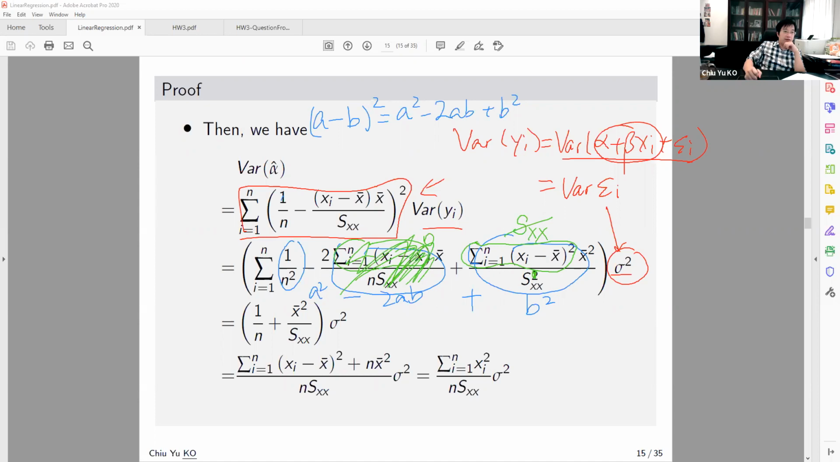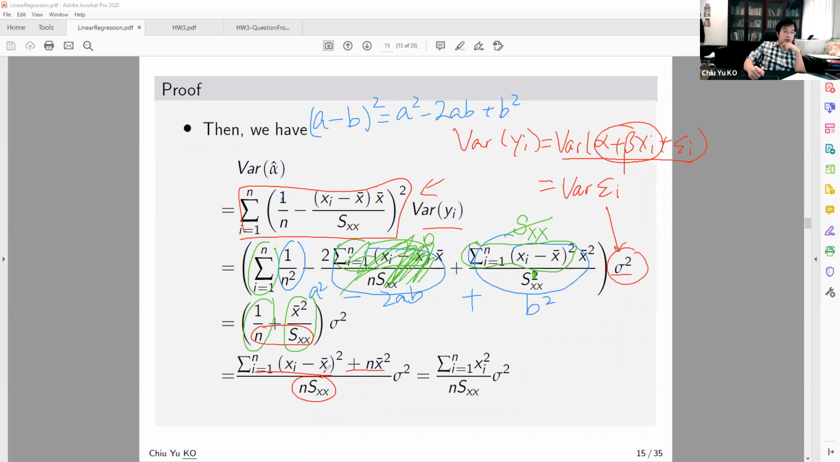So that's why you only have the first and second left, but you're summing all the 1 over n, so there will be n of 1 over n squared, so it's 1 over n. Okay, so that's what is left here. Okay, and the one more step is just making a common factor. Okay, and this is Sxx. Okay, and this n.